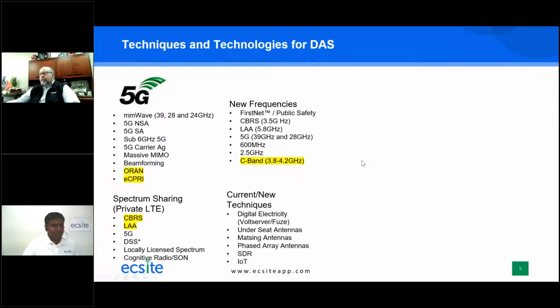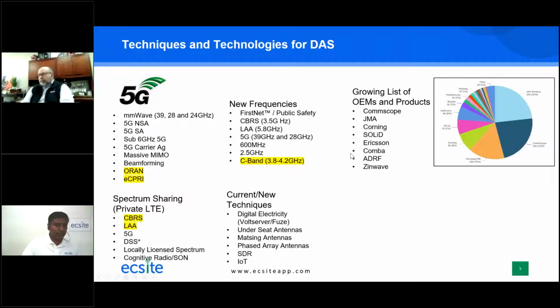That's how much money has been spent on the C-band. And there are all different kinds of techniques that people use, such as digital electricity, under-seat antennas, matching antennas, if you're familiar with them, and software-defined radios. There are some IoT deployments, and there's a growing list of OEMs and products coming out. So we need to be on top of all of these. There's a myriad of acronyms here for all of us to be familiar with, which is why DAS is becoming more and more challenging.